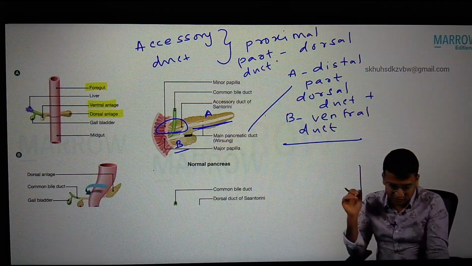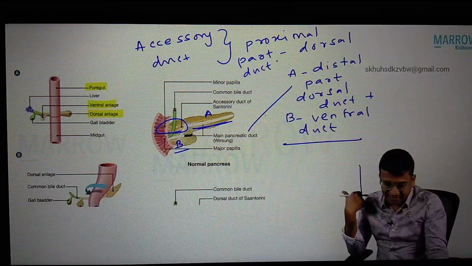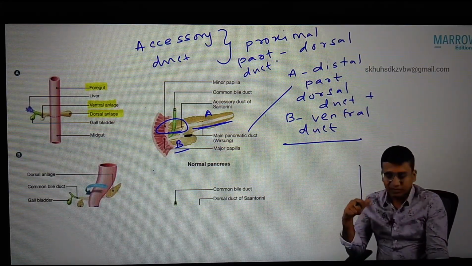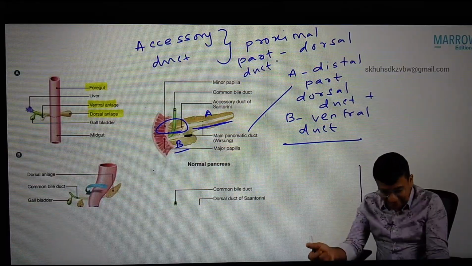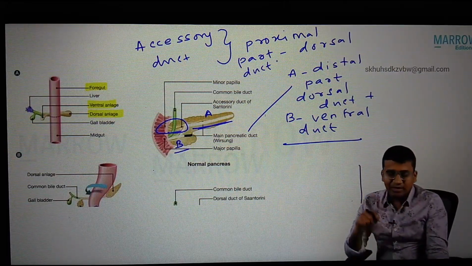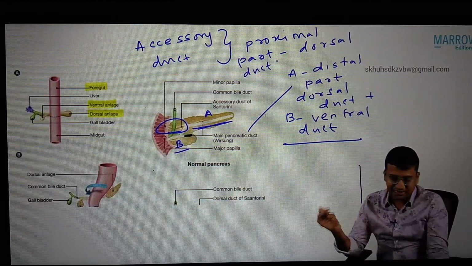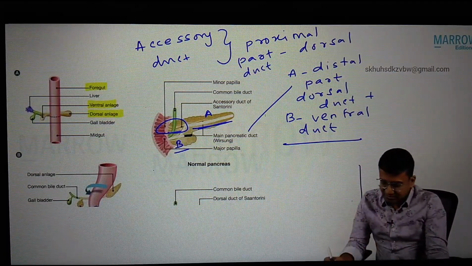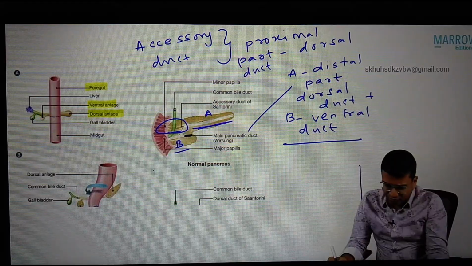Okay, so we have major pancreatic duct and the minor duct. The major duct is coming from the distal part of dorsal duct and the ventral duct. They join and they form the main pancreatic duct. Minor pancreatic duct or accessory pancreatic duct is coming from the proximal part of dorsal duct. By this, we are completing the development of pancreas.